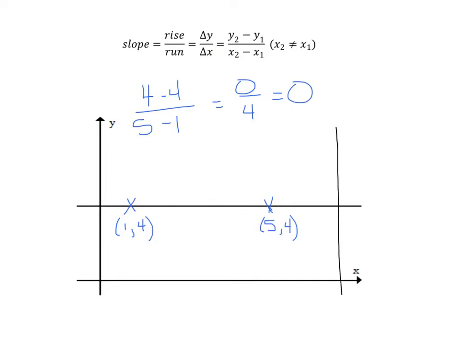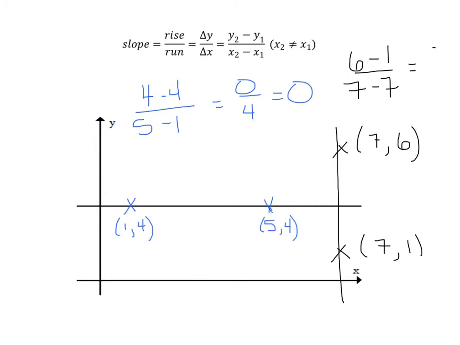If I draw in this line, give that a coordinate of 7, 1, give this a coordinate of 7, 6. Vertical lines have what we call an undefined slope.